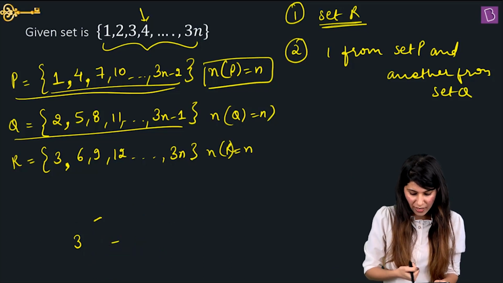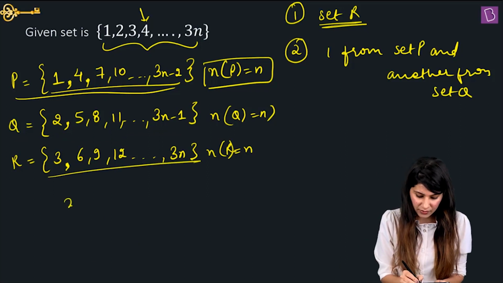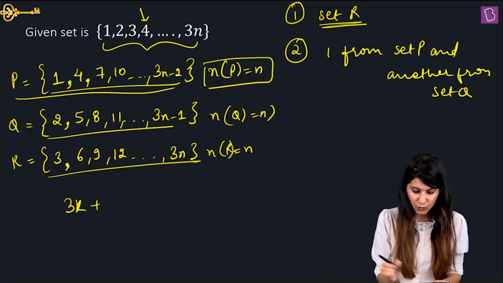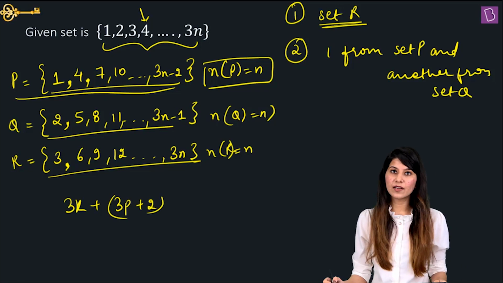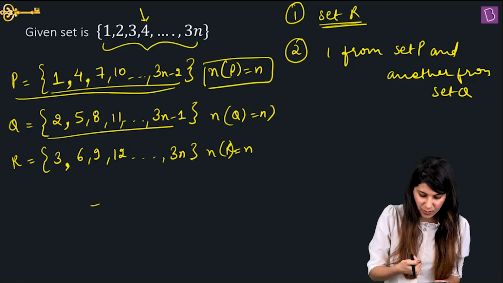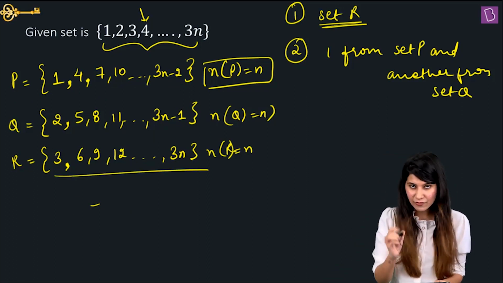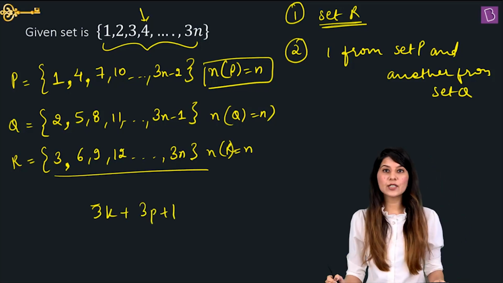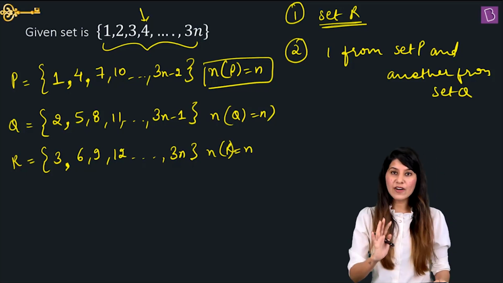Let's talk about picking one from set Q and another from set R. This is 3k, set R, a multiple of 3, and set Q would be 3p plus 2. Bad idea. Not divisible by 3, it will give 2 as a remainder. So the last case would be picking one from P and one from R. One from R will be 3k, and one from P will be 3p plus 1. Again, bad idea. It will leave remainder 1. So that is the end of our discussion.